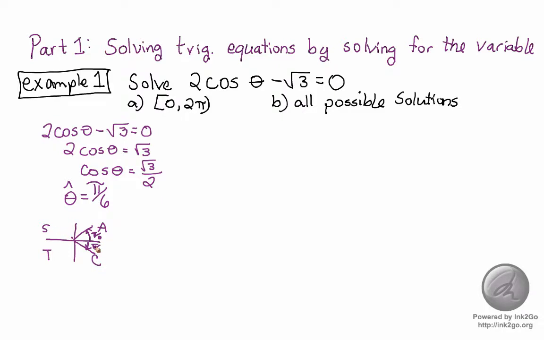So I need to figure out this angle measurement. To figure out this angle measurement, I have 2 pi minus pi over 6, which therefore will be 11 pi over 6. Part A, I want the answers in one rotation from 0 to 2 pi. My answer is theta is equal to pi over 6 or 11 pi over 6.